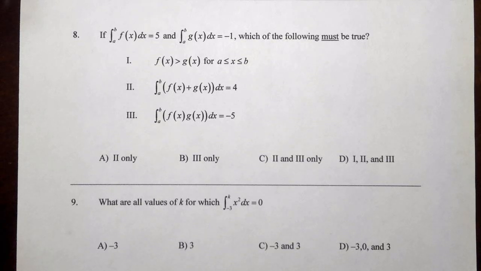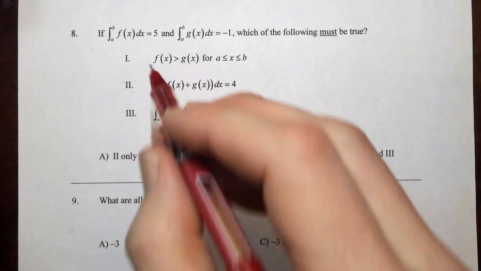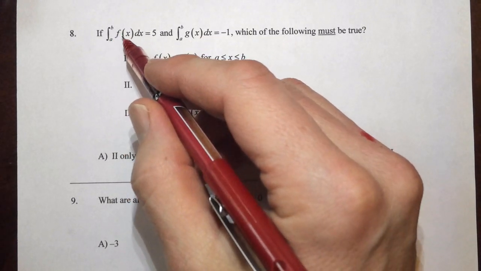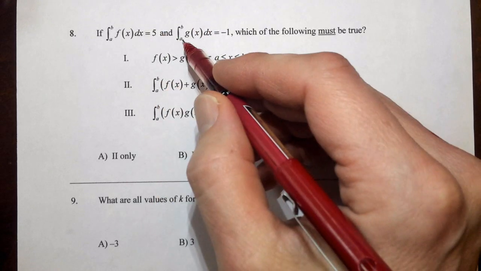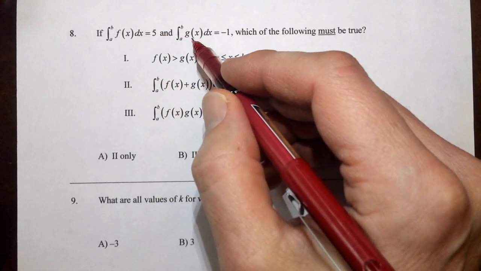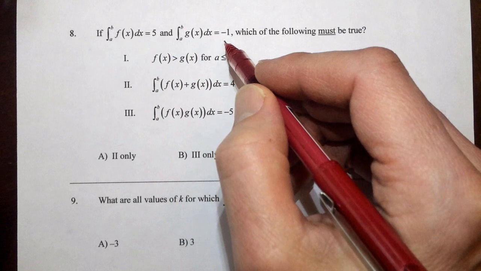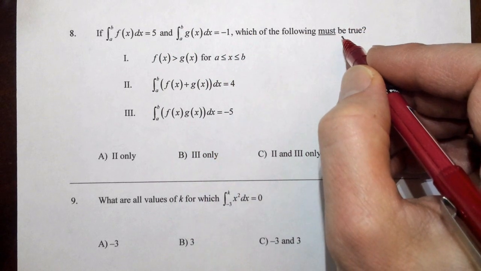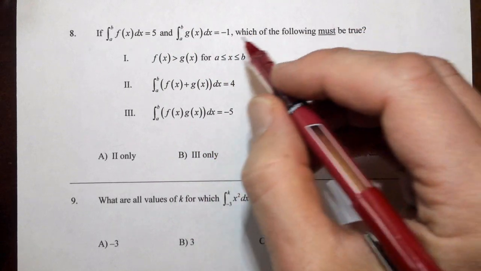Right, with page 4, number 8 gets into our definite integral properties. We're told that we have an integral from a to b of f, which is equal to 5, and on the same interval from a to b, the integral of g is negative 1. Which of the following must be true? So let's look at the 3 right away.